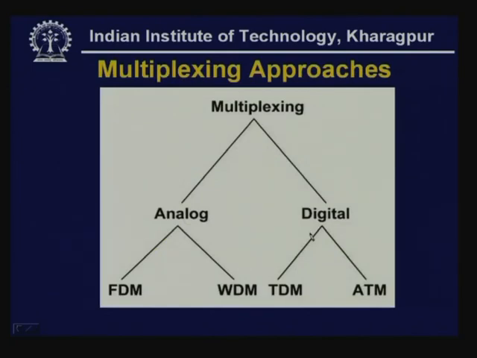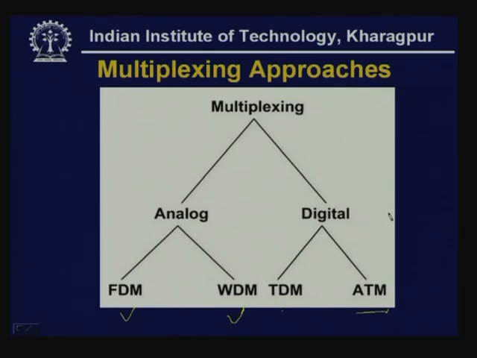Now, as we shall see, the multiplexing will require two different signaling. As I have mentioned, analog signals are used for frequency division multiplexing and also for wavelength division multiplexing, although basically they are the same thing, but this is used in the context of transmitting through optical fiber. On the other hand, digital signaling is used in time division multiplexing, which has two different versions. One is synchronous time division multiplexing, and the other one is asynchronous time division multiplexing, in which we use digital signals.